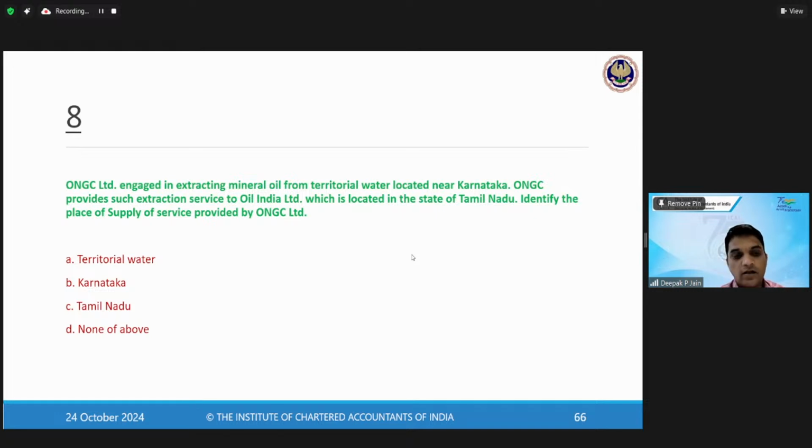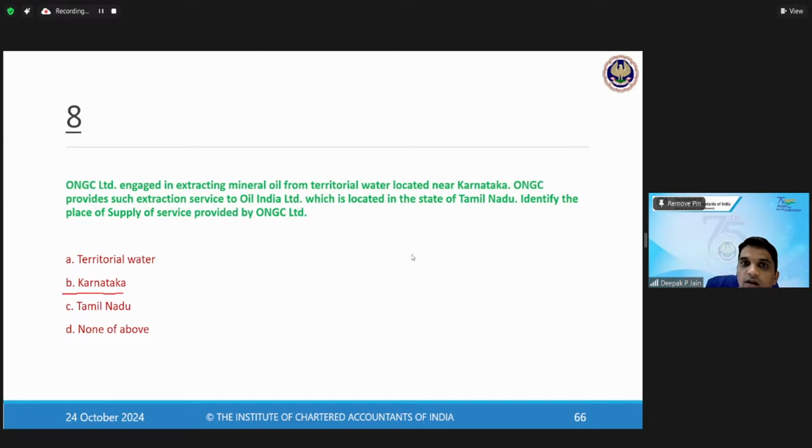Right. 8. Everybody has given the correct answer. Answer is, still confusion. Some people are saying A, some people are saying D. Wow. Some people are saying C also. The correct answer is B, Karnataka, because the extraction happens at the nearest state, which is the state of Karnataka.